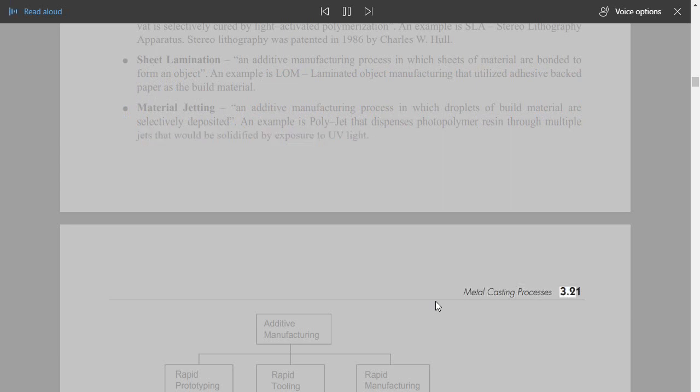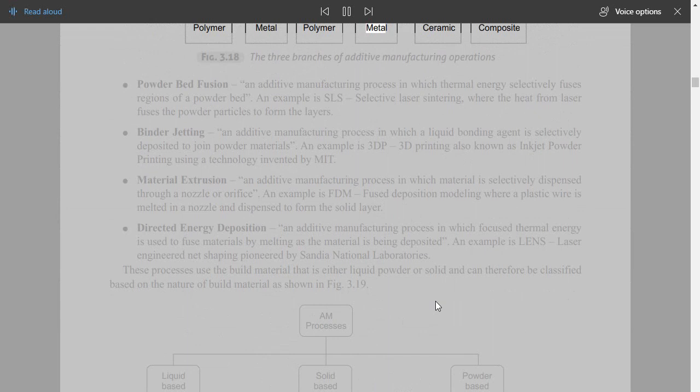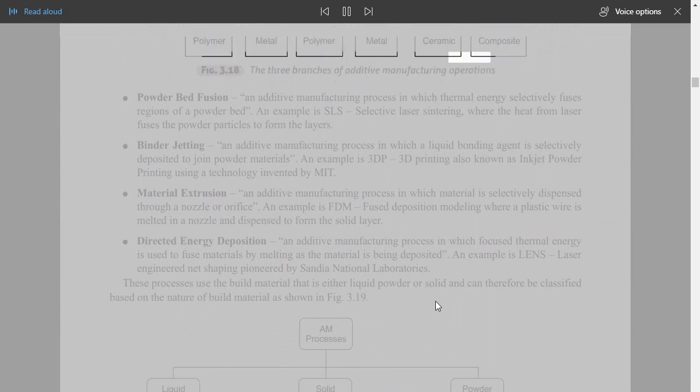Metal casting processes 3.21. Additive manufacturing: rapid manufacturing, rapid tooling, rapid prototyping. Polymer, metal, ceramic, composite. Fig. 3.18 The three branches of additive manufacturing operations.